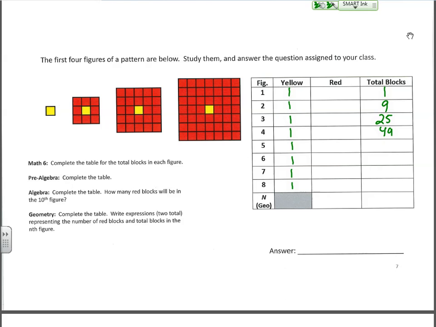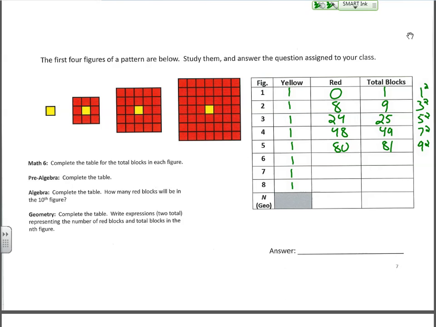And we saw that this pattern of these being perfect squares: 1 is equal to 1 squared, 9 is equal to 3 squared, 25 is equal to 5 squared, 49 is equal to 7 squared. And then we were able to easily get the red block column by just subtracting 1 from the total to account for that 1 yellow block. Okay, and then we predicted the next row. This would be 9 squared following the pattern, which is 81 total blocks minus the 1 yellow gives us 80 red, and so on and so forth.